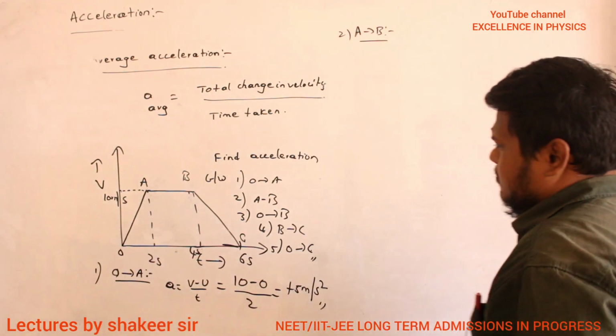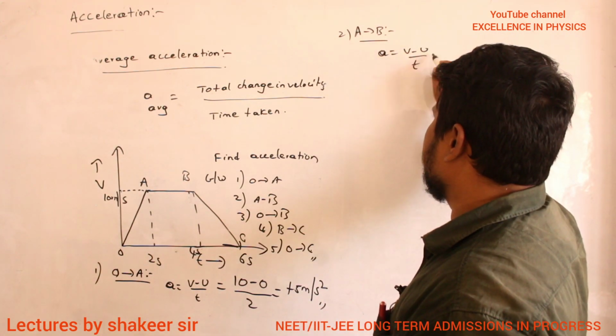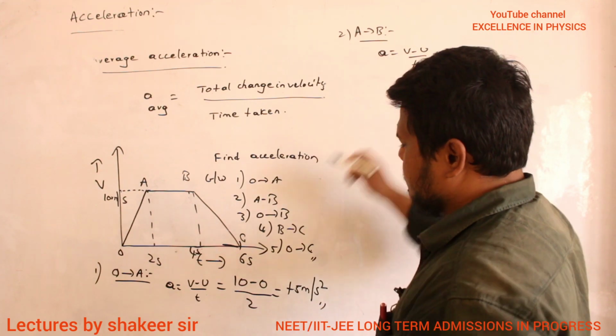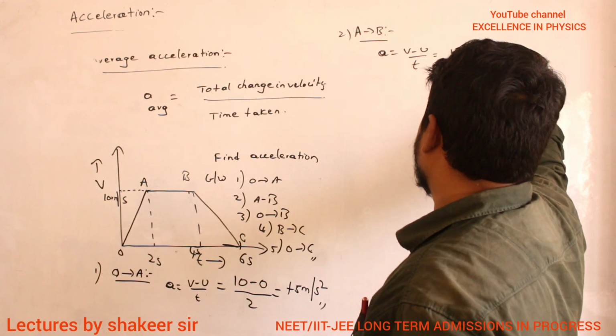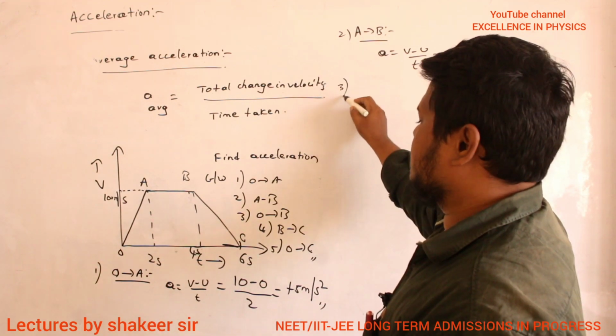So therefore, in between A and B, what is the acceleration? a equals v minus u divided by t. Final velocity is 10. Initial velocity is also 10. Time taken is 2 to 4. What is the time taken? 2 seconds. So therefore, it is 0 meter per second square. So that is the acceleration. Next, third one.